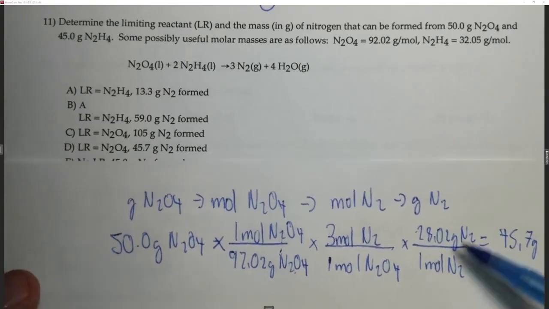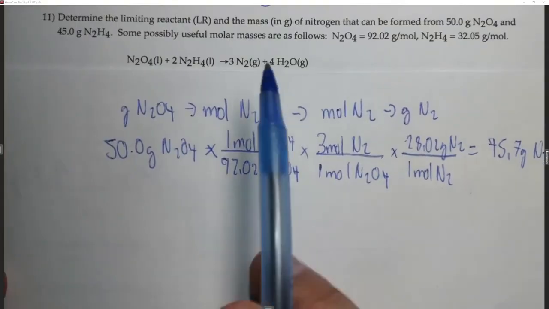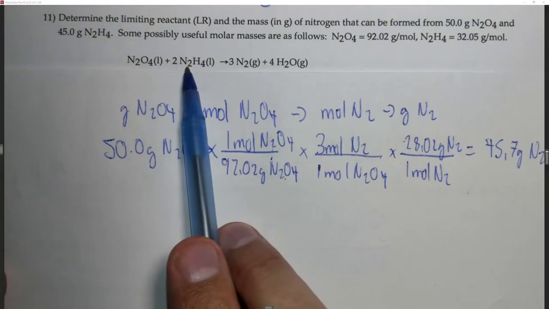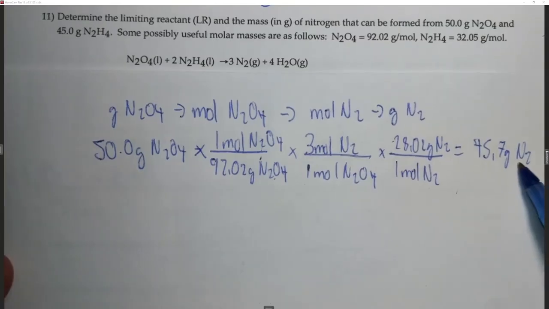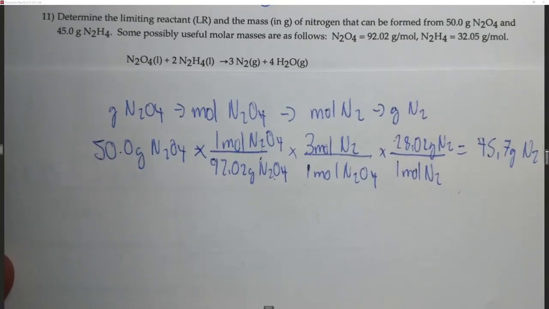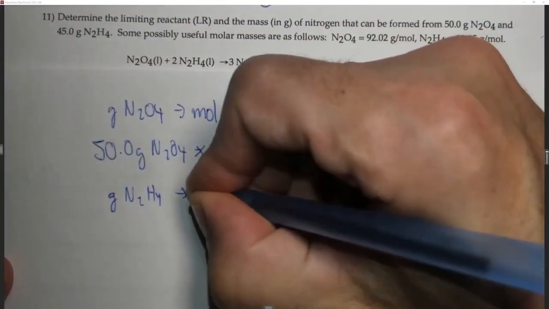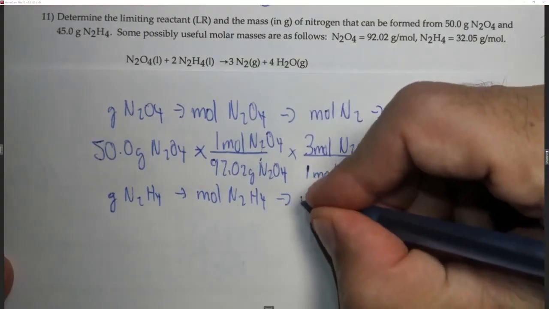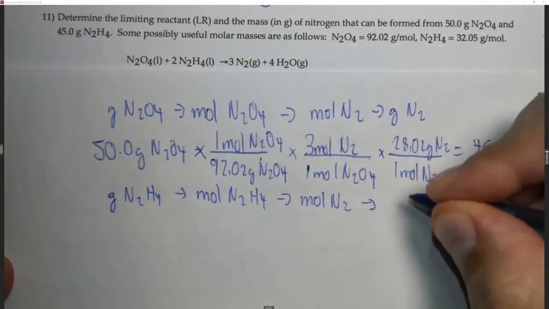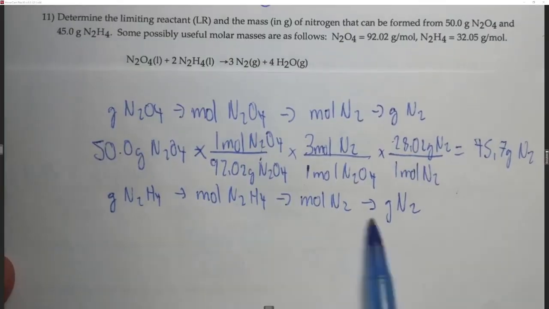Now the question becomes, is this the amount of N2 that you're going to form? Well, the answer is maybe. What we need to do is see what happens if we use all of our N2H4. And if we use all of our N2H4 and we make more than this, then this is how much we're going to form. If we make less than this, then we're going to form however much we make with our N2H4. So in this case, we want to go from grams of N2H4 to moles of N2H4 to finally moles of N2, and then I guess I should say finally to grams of N2. So the end part is the same, but the beginning part is different.